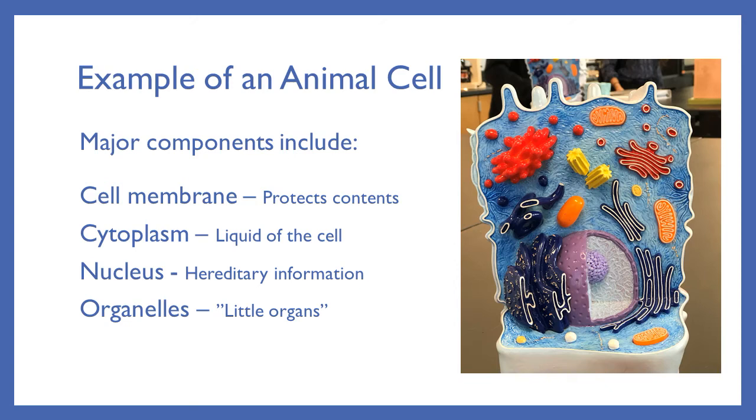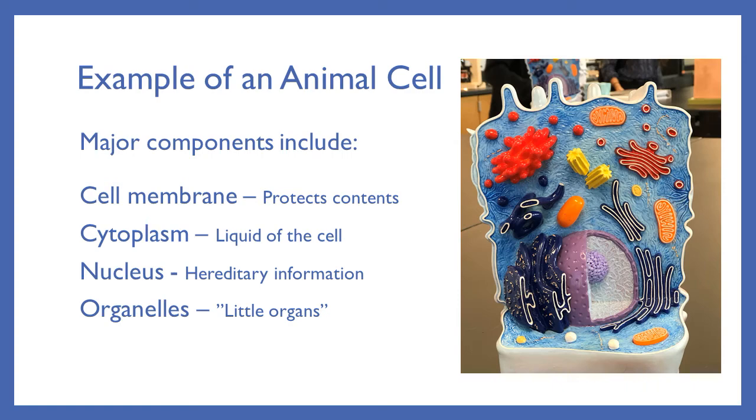Let's look at a general example of an animal cell. The major components include a cell membrane. This is that outer wall that protects the contents of the cell. The cytoplasm, which is the liquid contents of the cell. The nucleus, where we store our hereditary information. This is this purple ball in the middle of the cell. And the organelles are all of these, quote, little organs throughout the cell. Just like in your body, your organs each have individual functions. All of these different organelles all have a different function, and we'll learn about them on a later slide.